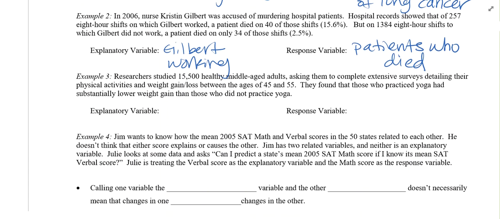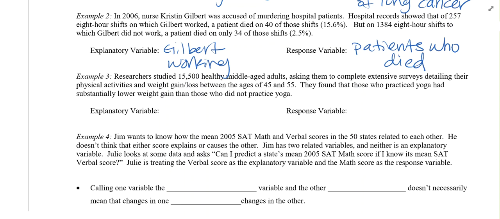Okay, number 3. Researchers studied 15,500 healthy middle-aged adults, asking them to complete extensive surveys detailing their physical activities and their weight gain or loss between the ages of 45 and 55. They found that those who practiced yoga had substantially lower weight gain than those who did not practice yoga.